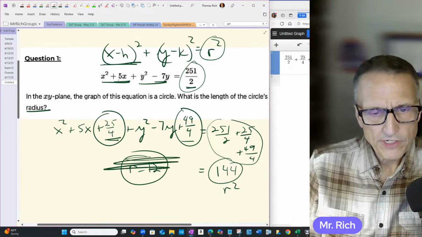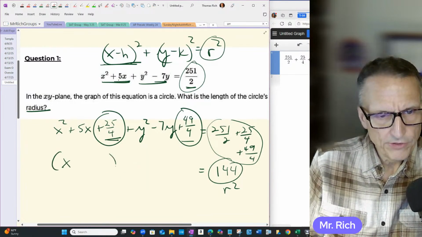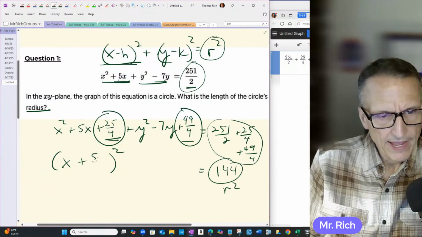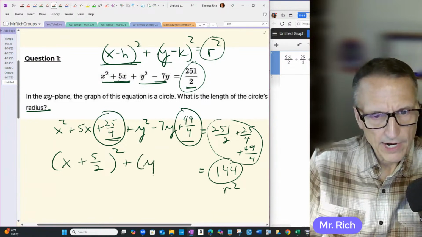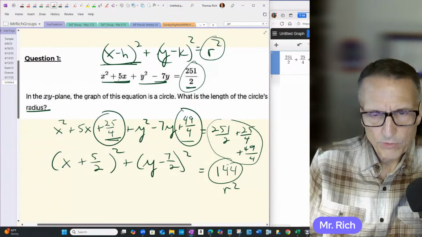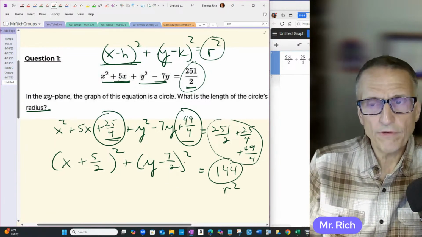Now, if they wanted the center of the circle, well, I would just write the factored form of these two trinomials, right? This would be x plus 5/2 all squared. This one would be y minus 7/2 squared equals 144. But my answer, of course, is 12 for the radius.